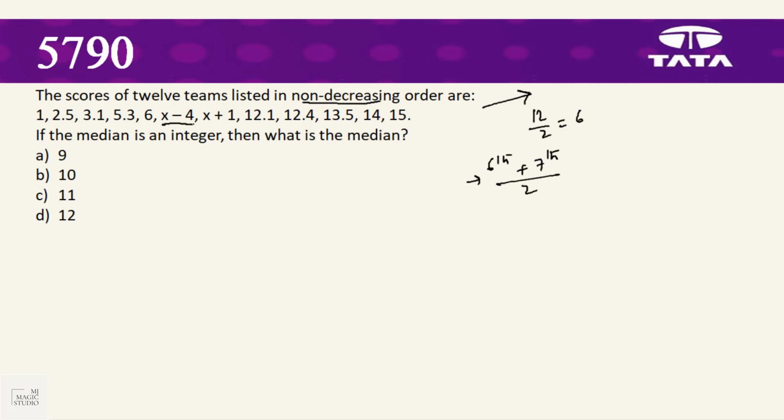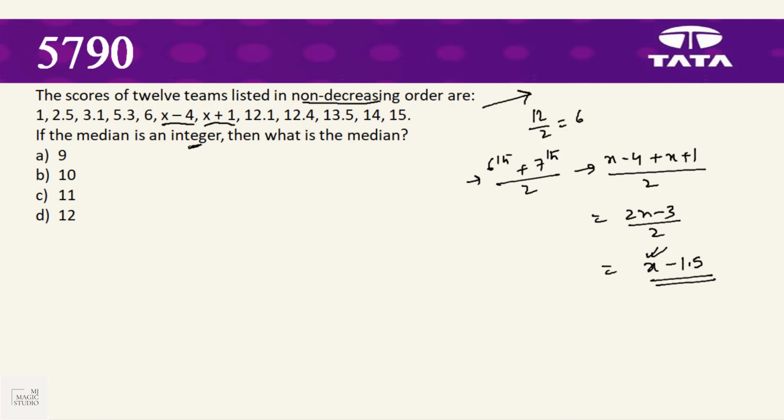From the left: 1, 2, 3, 4, 5, 6, that is x minus 4, and the 7th term is x plus 1. So median is x minus 4 plus x plus 1 by 2. That is 2x minus 3 by 2. Median is x minus 1.5. We need the value of x to find the value of median.